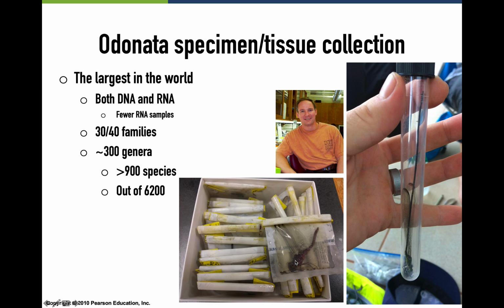And here's just some of the diversity that you see. Here's a dragonfly here, and here is a damselfly. Incredible damselfly. These guys feed on orb weaver spiders in Central and South America.